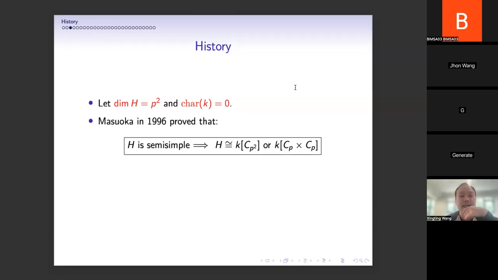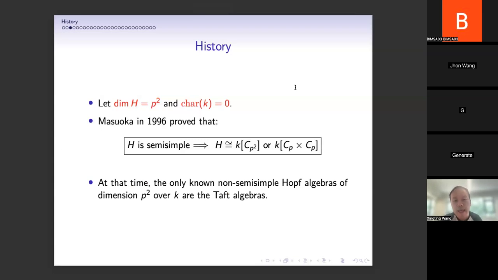And in 1996, Masuoka proved that if H is semisimple, adding the semisimple condition, then H still has to be a group algebra. So nothing new will happen, just the classical group picture. And at that time, almost 30 years ago, except for the semisimple case, the only known Hopf algebras in dimension p squared which are not semisimple were Taft algebras. So the Taft algebra became more and more known in that period.